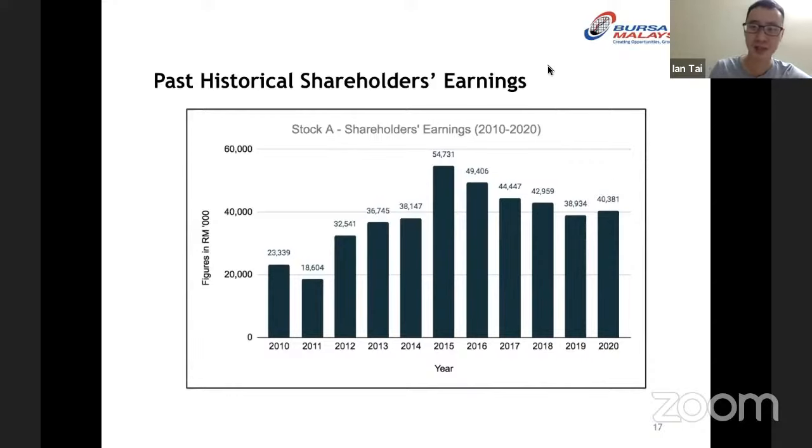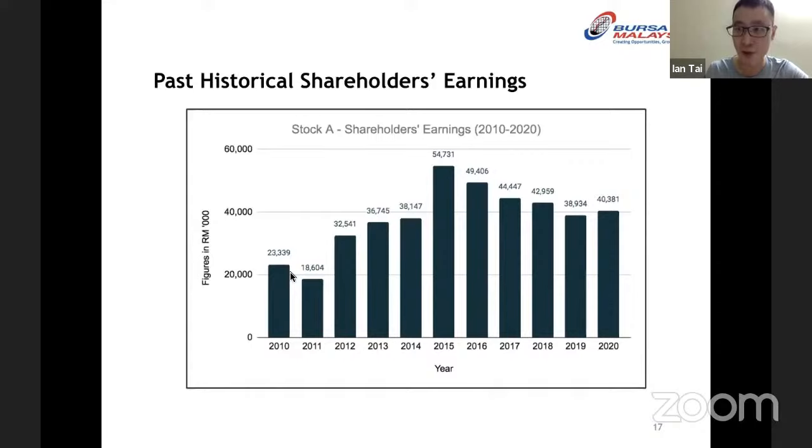Yes. So the thing is, most of you can now see some picture. Number one, to interpret this graph, let me just explain. These are all positive figures of stock A. So these are the shareholders' earnings. When there is a positive amount like this, it means every year stock A makes a profit. Every year stock A reports profit. Very good.